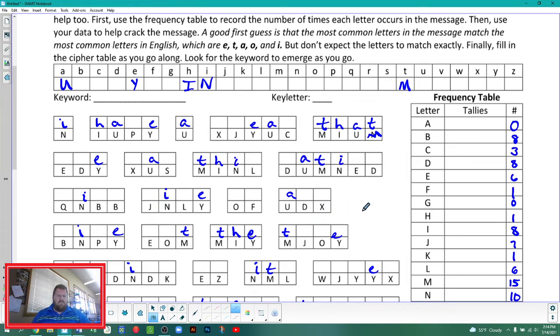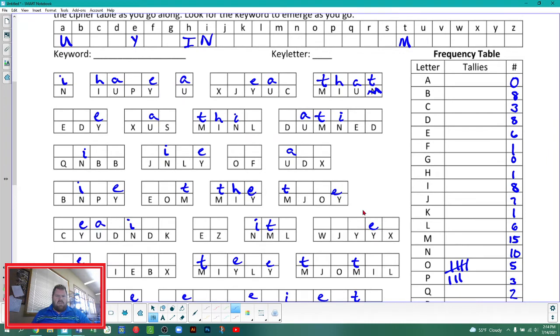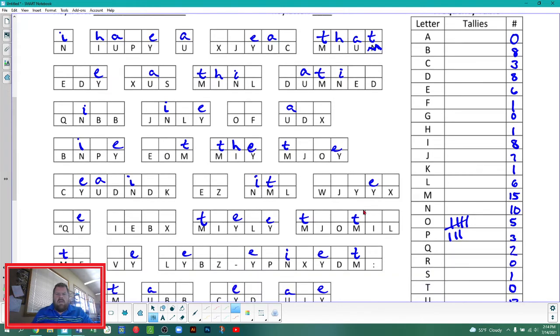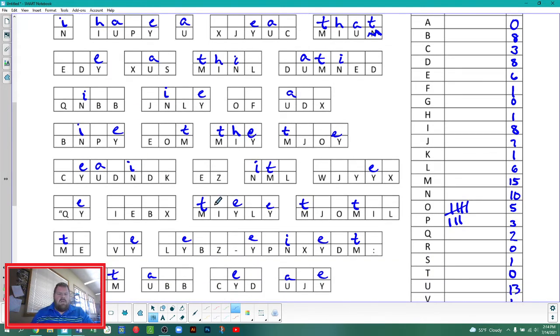So we're looking for those. I'm not seeing any. I'm not seeing any I's. This is a quote, so at some point it's going to start to piece itself together.